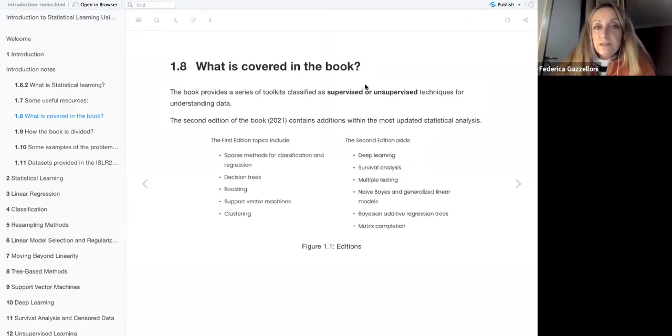So what is covered in the book? The book provides a series of toolkits classified as supervised or unsupervised techniques for understanding data. The one that we go through is the second edition, and the difference between the two editions is that the first edition had sparse methods for classification, regression, decision trees, boosting, support vector machines, and clustering. And then the second edition added some more updated statistical learning techniques, such as deep learning, survival analysis, multiple testing, naive Bayes, generalized linear models, Bayesian additive regression trees, and matrix completion.